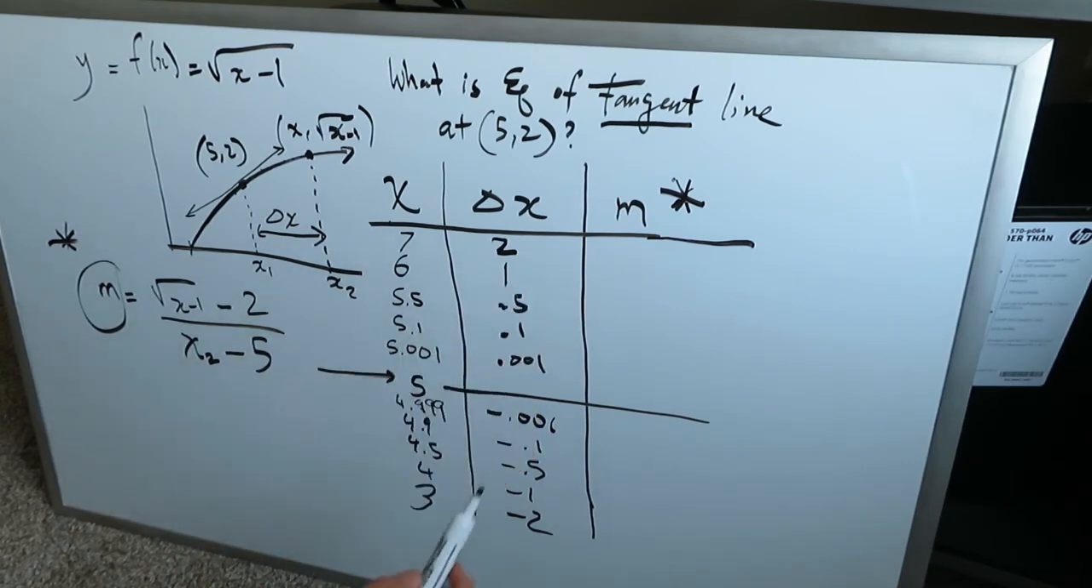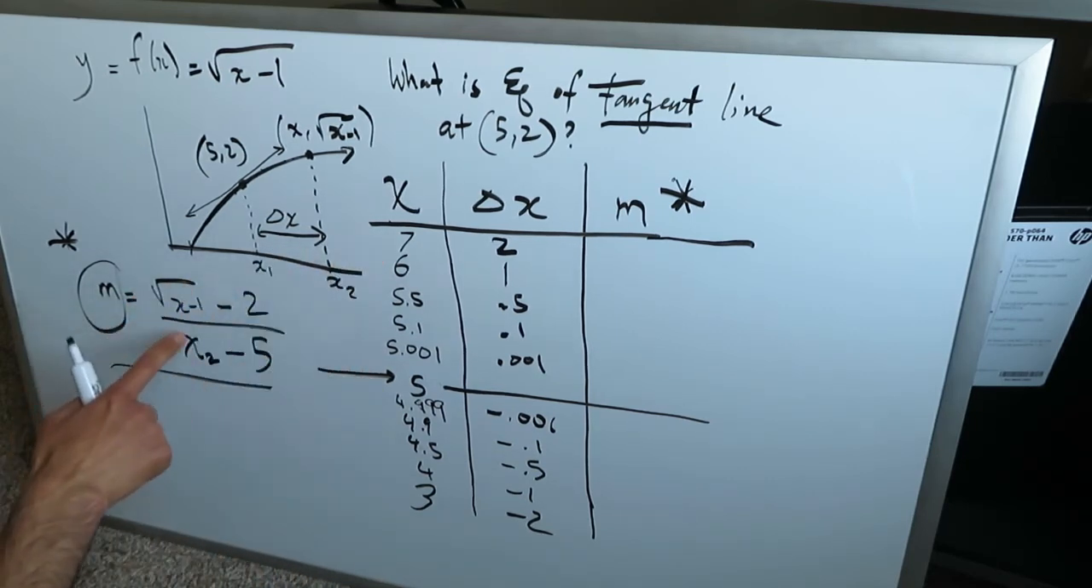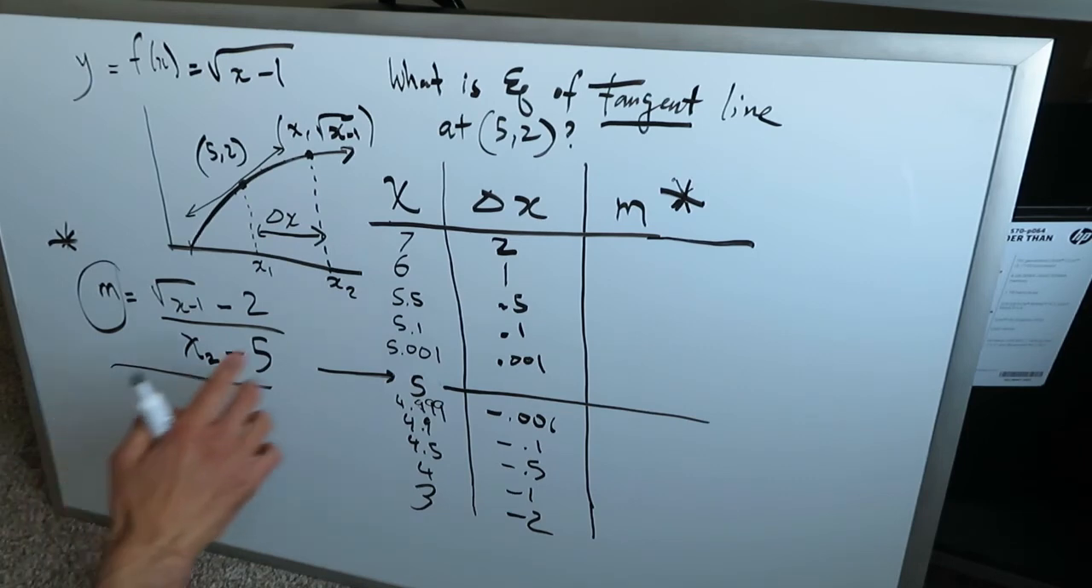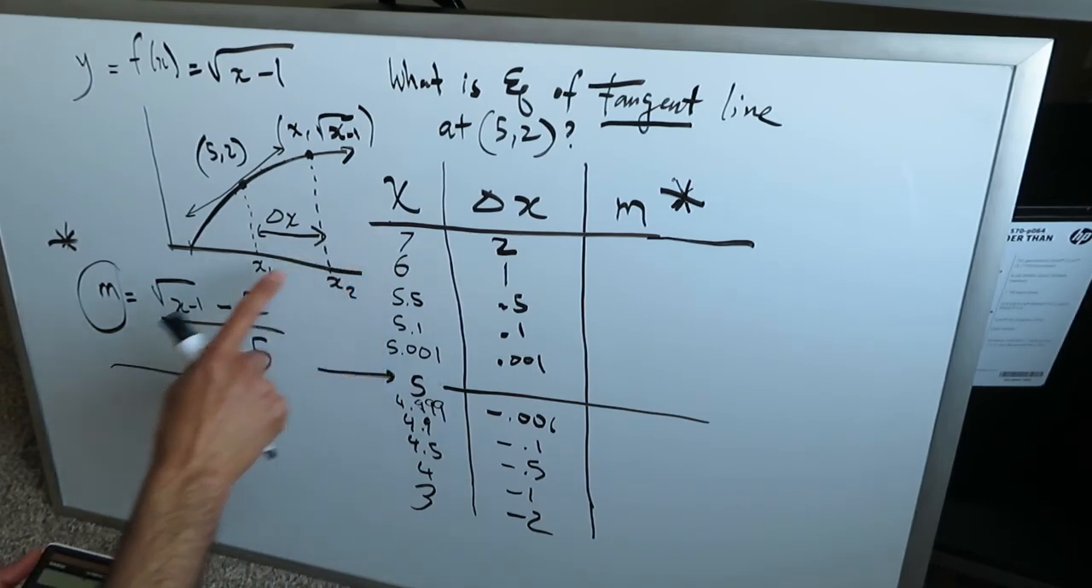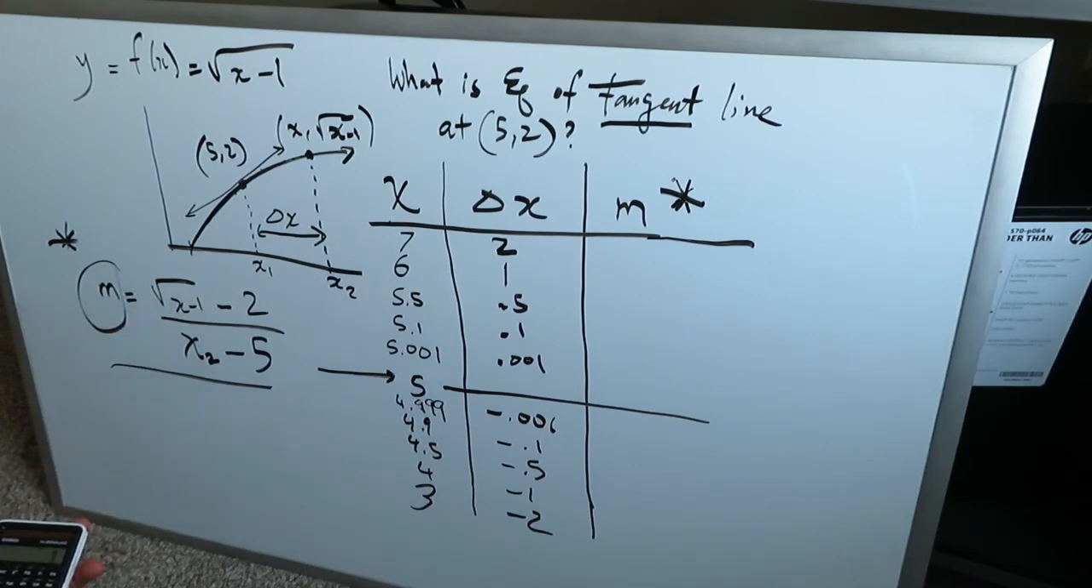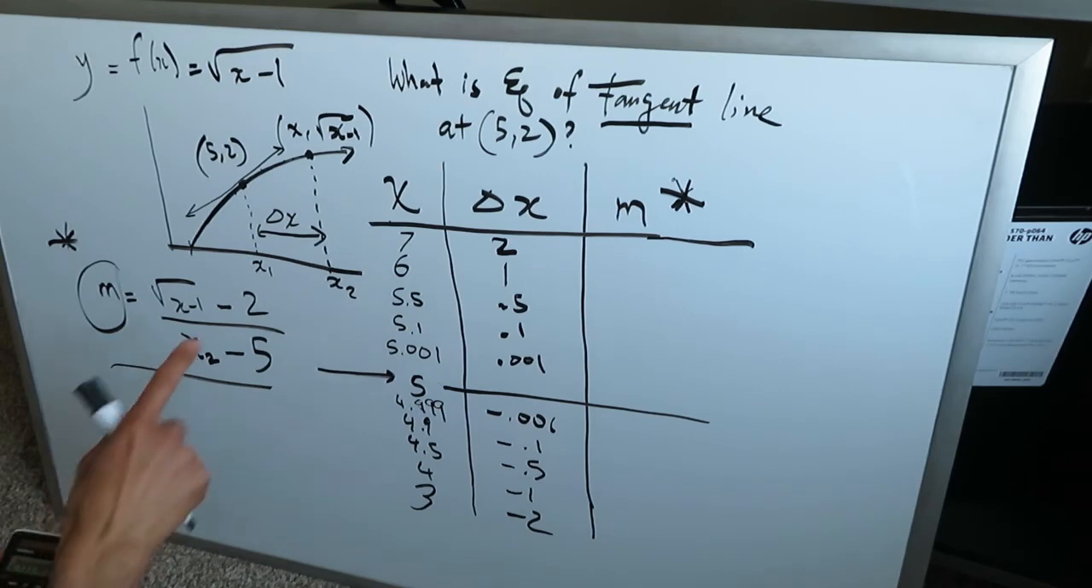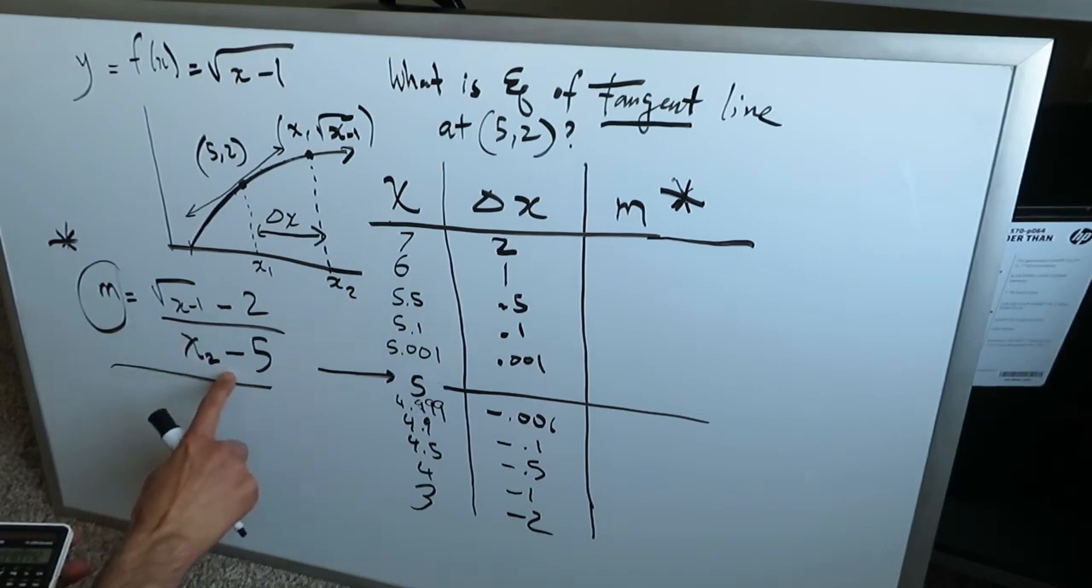So this is how we're going to do it. We're going to use this formula right over here. We're going to plug in our x value in place of x's, and then we're going to actually calculate the slope. So let's start with number 7. When I put 7 right here on the top, I do a 7 minus 1 and I square root it because I have a square root over here. Then I minus 2 from it. And then I divide it by my delta x. This right here is always delta x.